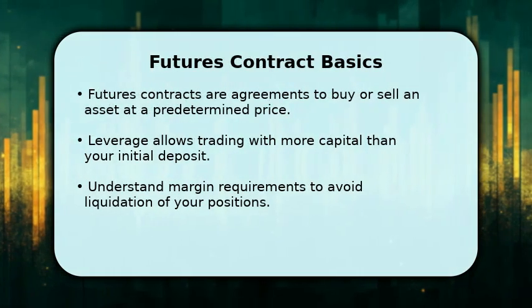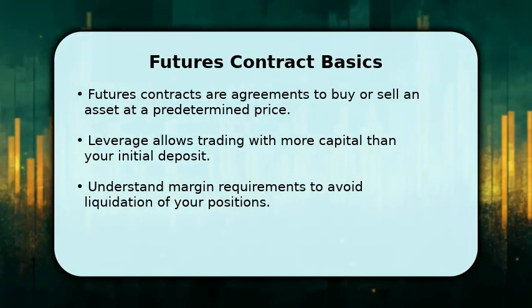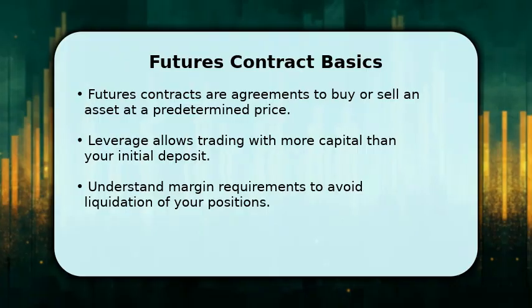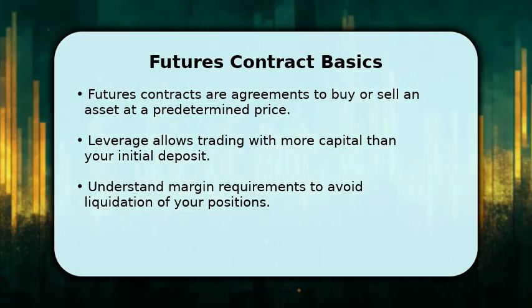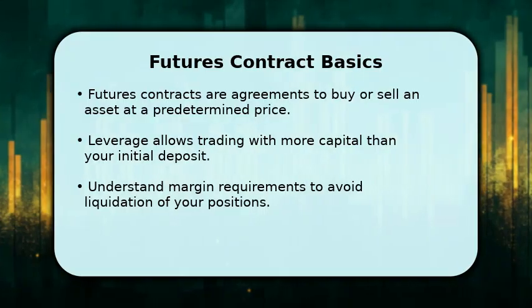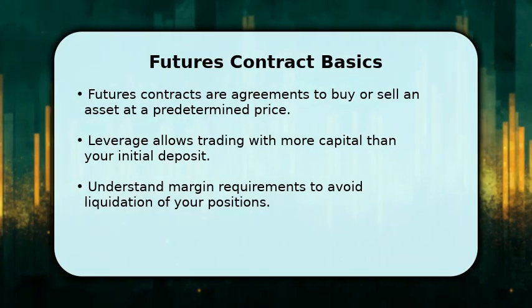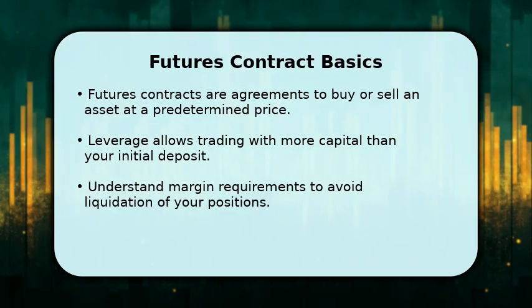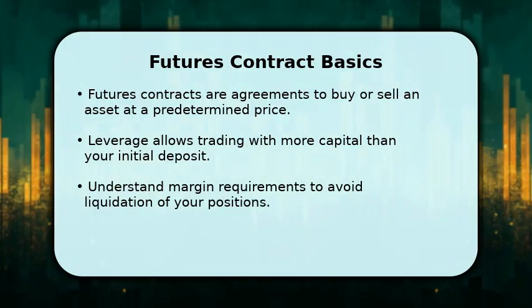Futures contracts are agreements to buy or sell an asset at a set price on a future date. On Binance US, you can use leverage, which means you can control a larger position with a smaller amount of capital. It's important to understand the margin requirements for each trade. This helps you manage risk and avoid potential liquidation of your positions if the market moves against you.